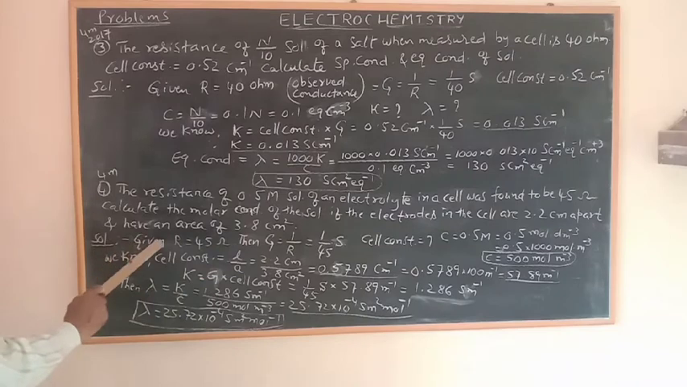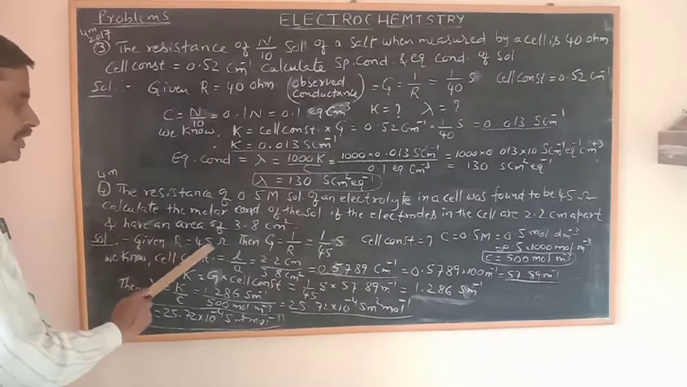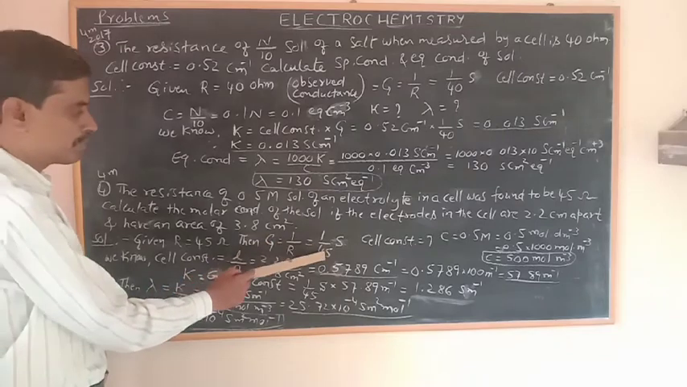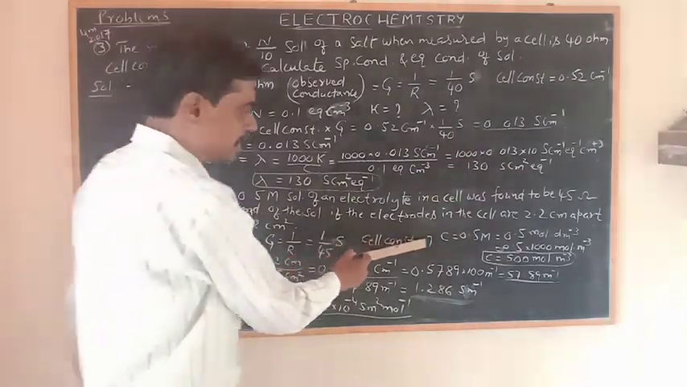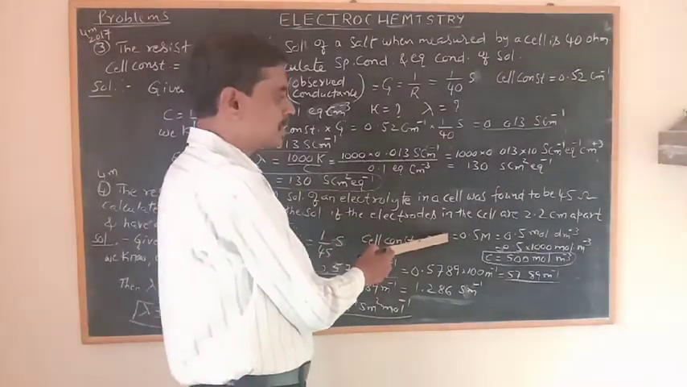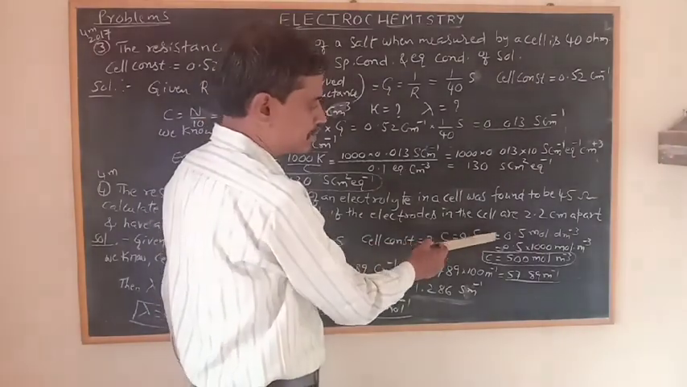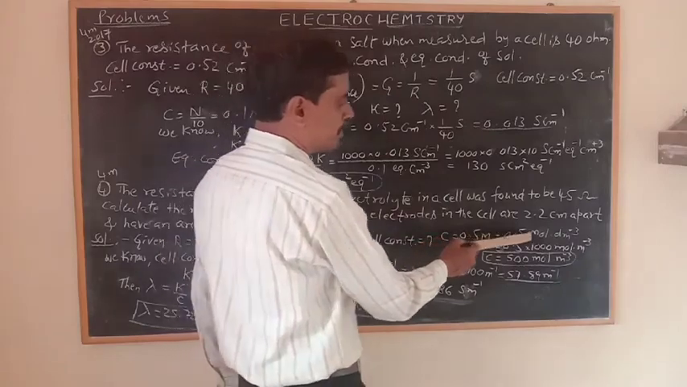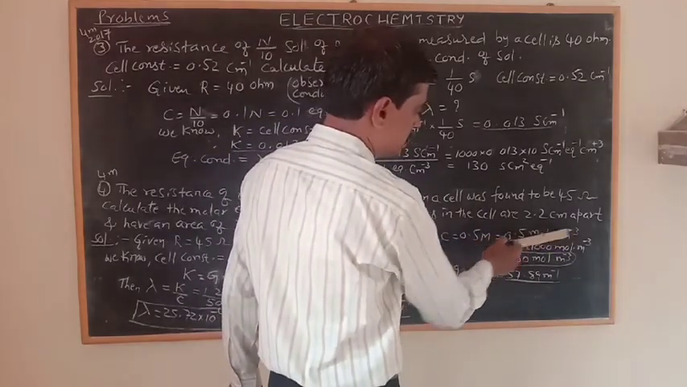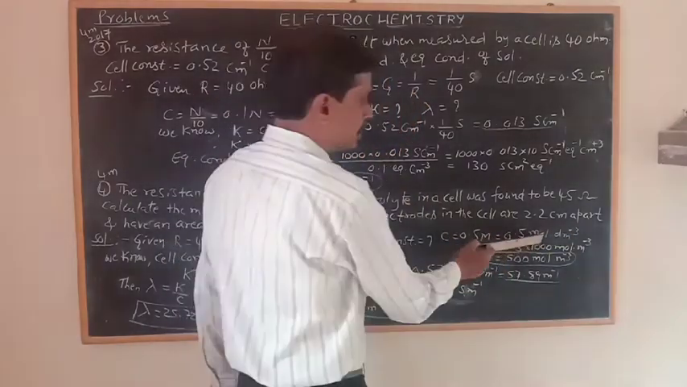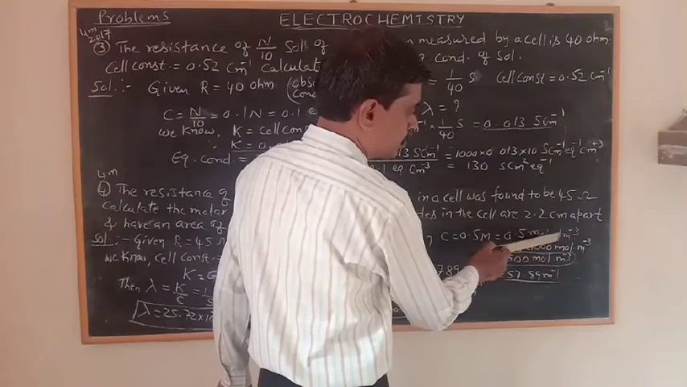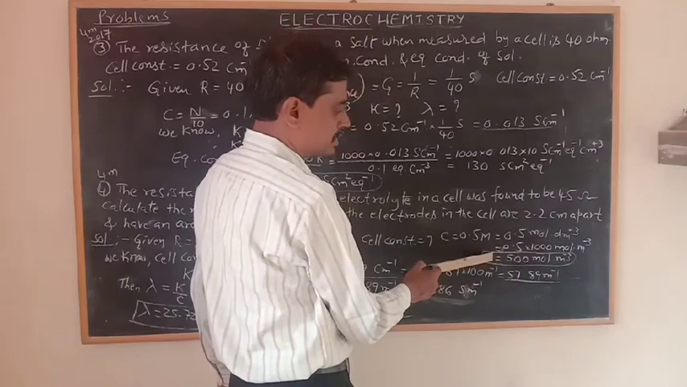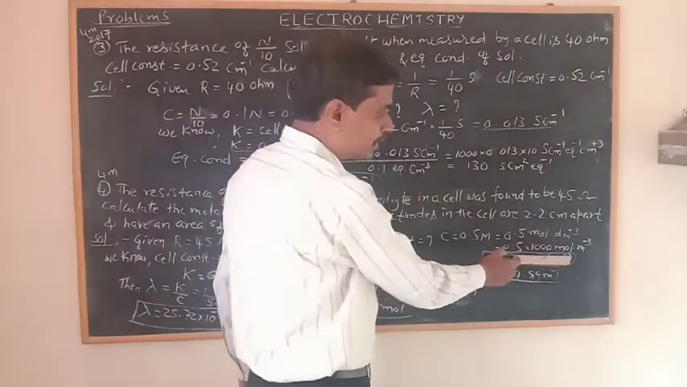Write the given quantities here. Given R is equal to 45 ohm, symbol for the ohm is like this. Then G is equal to 1 by R, 1 by 45 Siemens. Cell constant you have to calculate. Simplify the concentration given in molarity in terms of mole per meter cube. So 0.5 mole per dm cube is multiplied by 1000 to convert mole per dm cube into mole per meter cube. After simplification you get the concentration equal to 500 mole per meter cube.